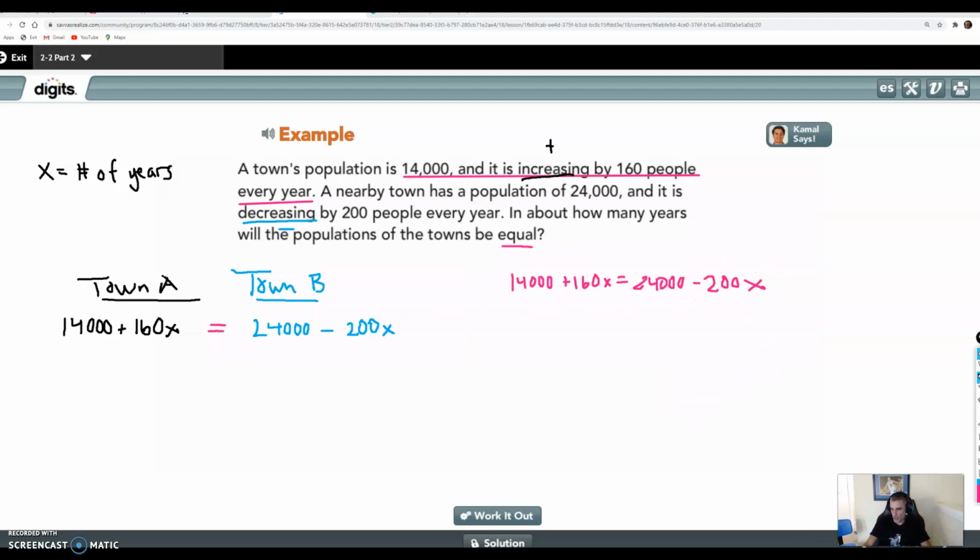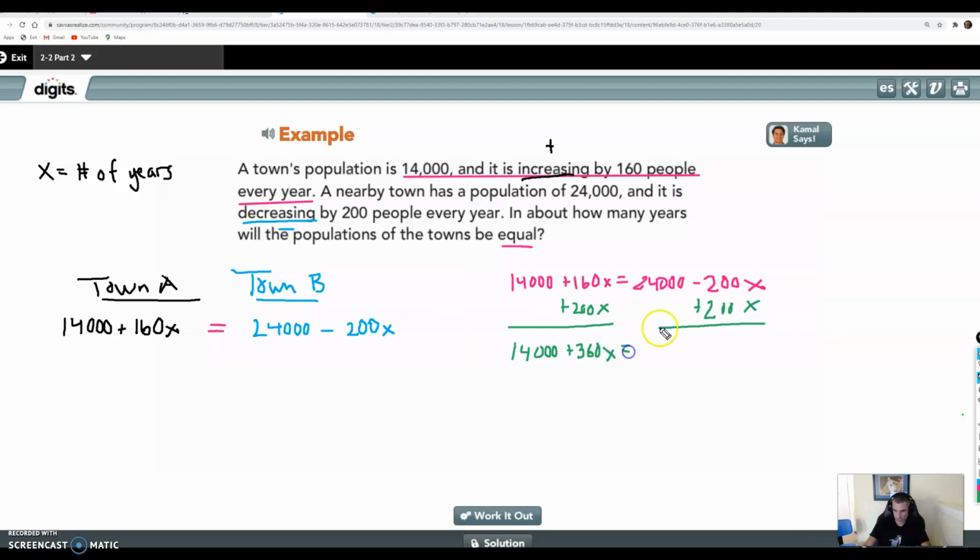Okay, so again, I'm going to start with my variable terms. I have a positive 160x right here and a minus 200x right here. So I always think in this situation, the easiest thing to do would be to add 200x to both sides. It's going to get rid of it on the right-hand side, and we'll have a nice positive number over here. All right, so I'm going to add 200x to both sides. On the left-hand side, I have 14,000 plus 360x.